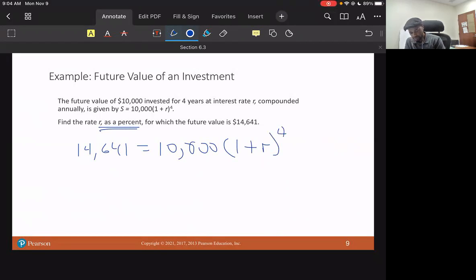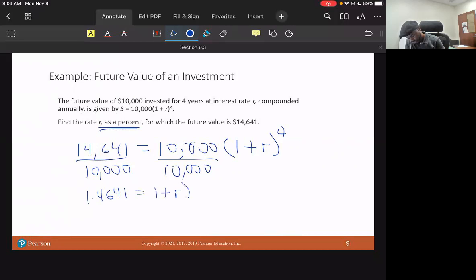All right, so it's a little bit of algebra. First thing we're going to do, not distribute that 10,000. We'll divide both sides by 10,000. Take a calculator. We're going to end up with a decimal answer. So that's going to be 1.4641 equals 1 plus R, keep the parentheses, raised to the fourth power.